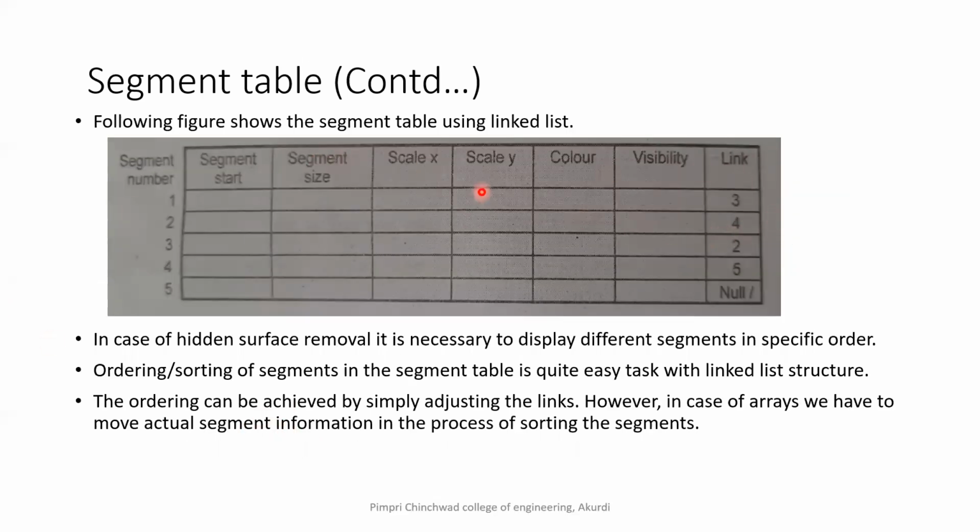So this is one linked list representation of the same segment table. We are having the segment number, segment start, name, size, scaling information for x direction and y direction, then color, and then visibility, and what is the additional field? The link field. So after the first segment, which segment is to be linked? The third one. So we will go here. And the pointer of the third segment is pointing to the 2. So now we will go to this location.